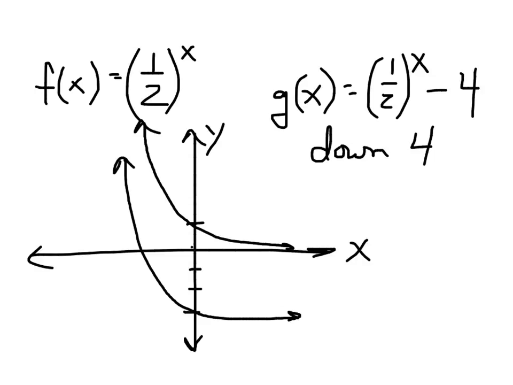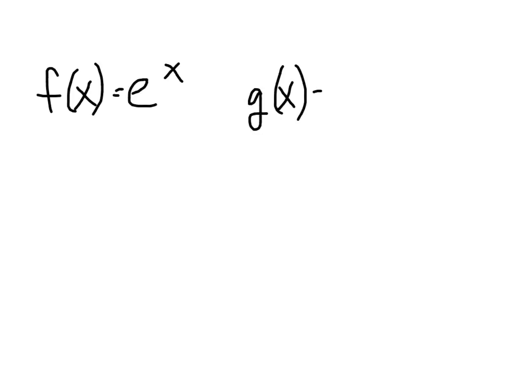Okay. Now the next one that they're going to throw at you, now I'm going to change the base to f of x equals e to the x. Where's e at again on your calculator? Second, the ln button, over on the left hand side. Then g of x is going to equal e to the x plus 3, plus 2.